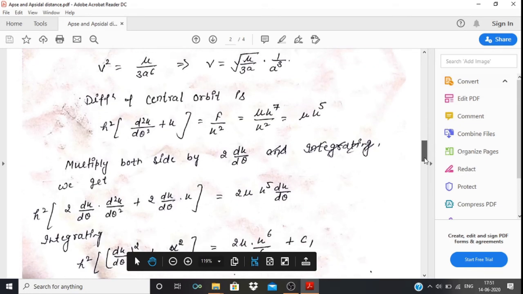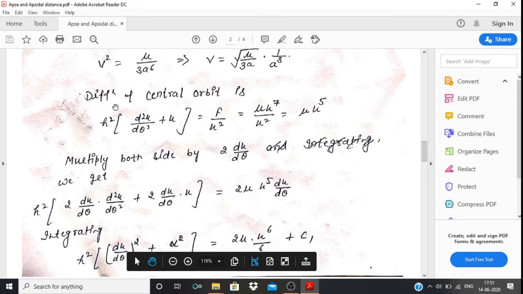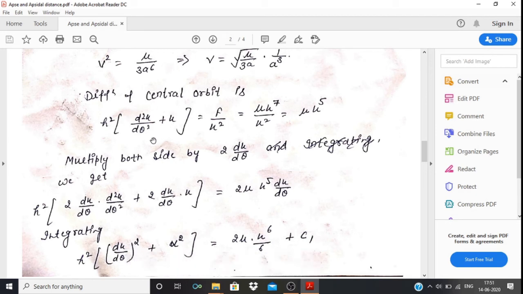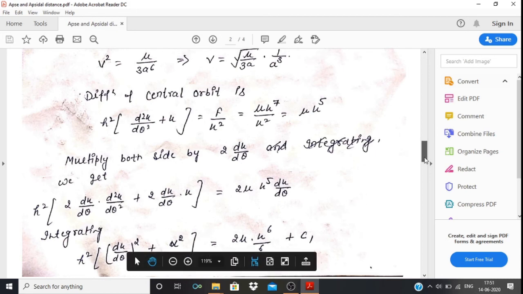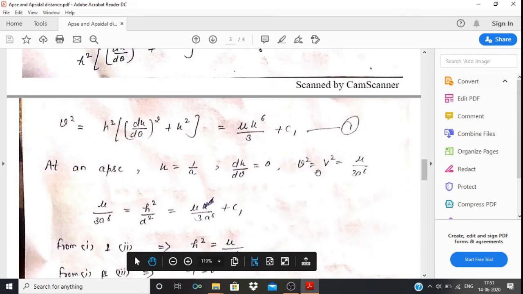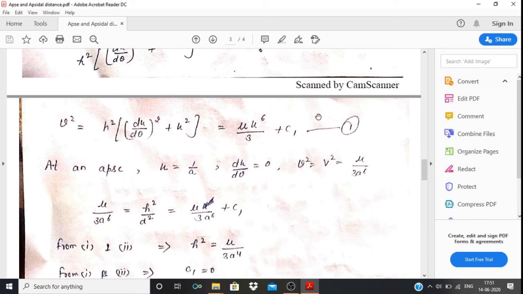After simplification we get the value of the velocity from infinity. Also we know that the differential equation of the central orbit in polar form is given as h square into (d square u upon d theta square plus u) is equal to f upon u square. Putting the value of f in this equation, for simplification we multiply both sides by 2 du upon d theta, and after integrating we get equation 1.